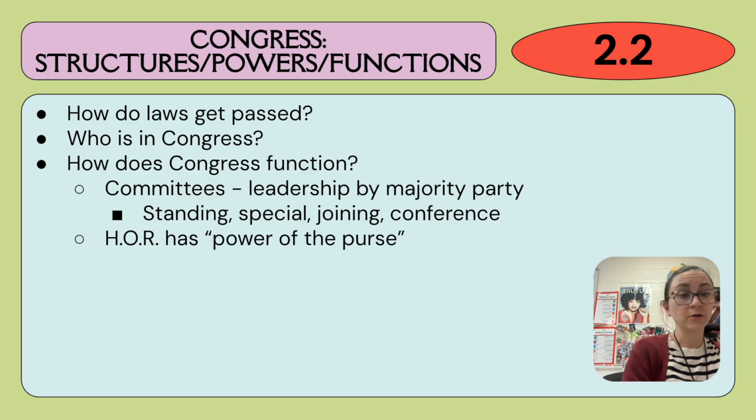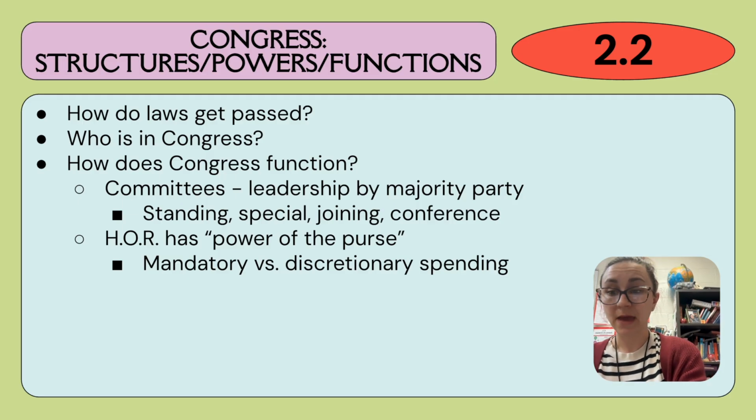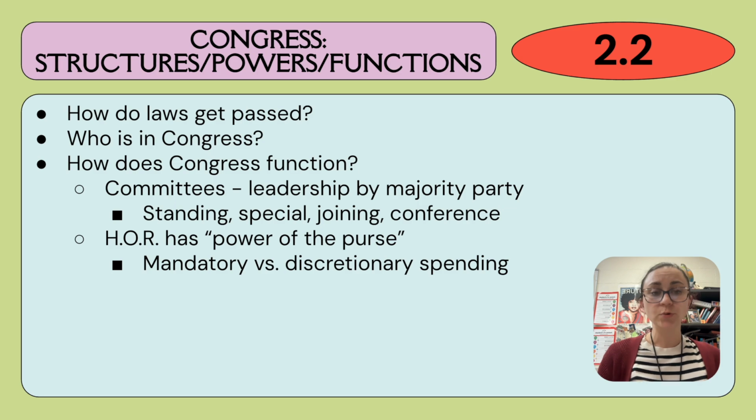The other thing to know, I already mentioned this, is that the House of Representatives has power of the purse. I'm mentioning it twice because it is important and it is almost always on your AP exam. You need to know that. You also need to know the difference in mandatory versus discretionary spending. We mentioned this in AP Macro, but mandatory spending is spending that is mandatory, obviously. But what I mean by that is it is spending that has to happen based on the law.